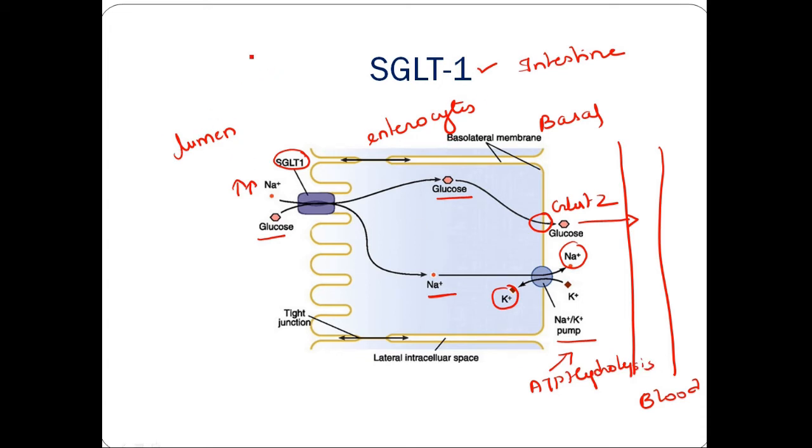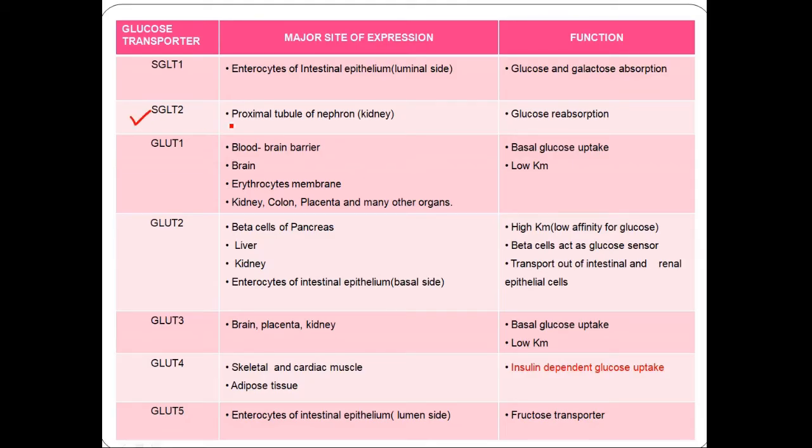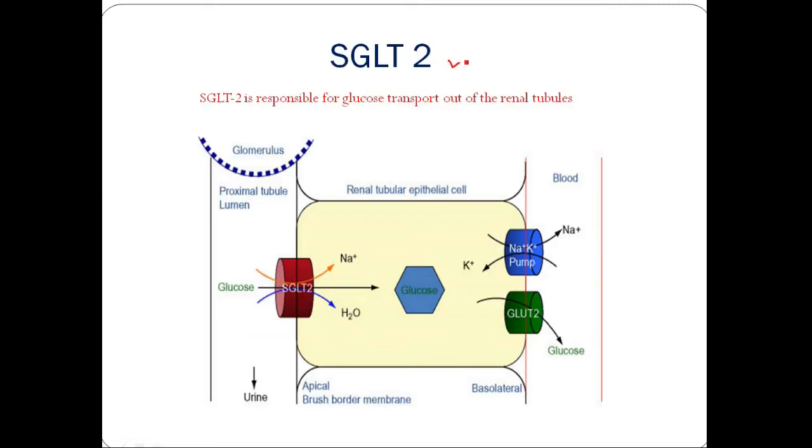This SGLT1 along with glucose, it also transports galactose. Talk about SGLT2. SGLT2 is present in kidney in the proximal tubule of the nephron, and it is also involved in glucose reabsorption. This is the diagram of SGLT2.